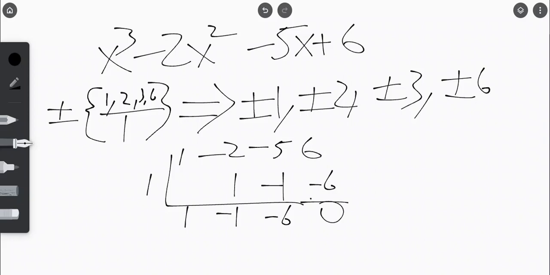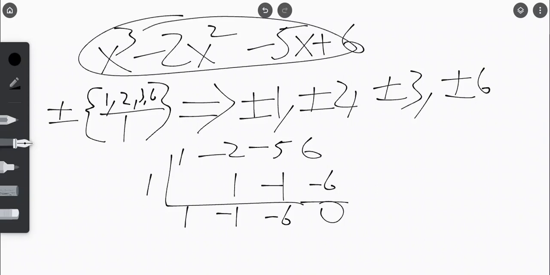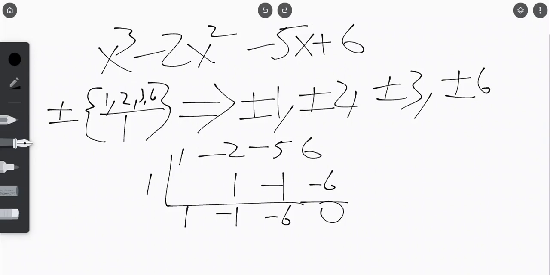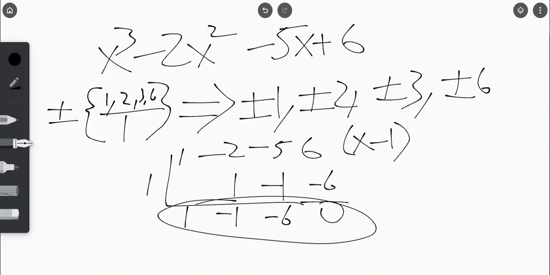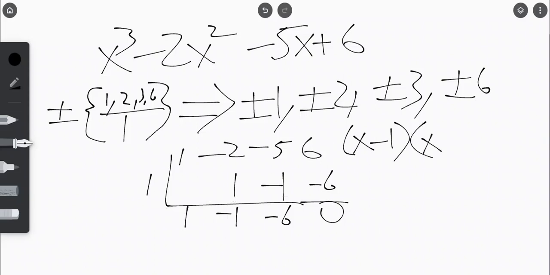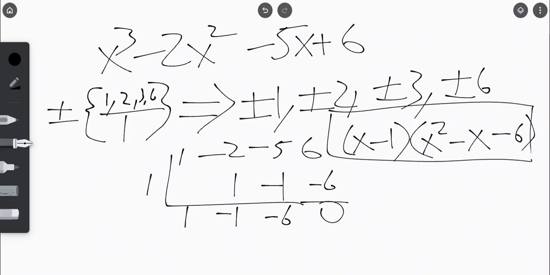And now look, because we got a 0 remainder, that means x minus 1 divides cleanly into x cubed minus 2x squared minus 5x plus 6, which means that x minus 1, or 1, is a rational root. And that means we have x minus 1, and here's the other factor. It's x cubed divided by a linear term, so we have x squared minus x minus 6. And here's our factorization. But we're not done, because we need to factor completely.